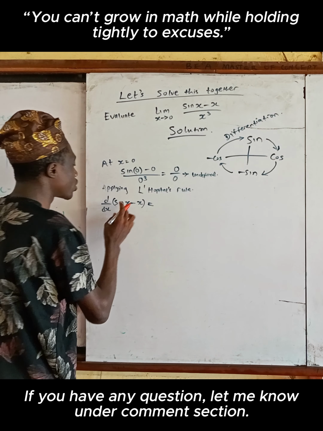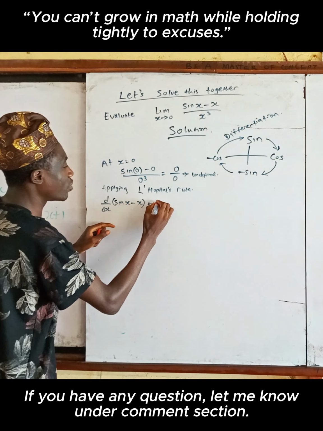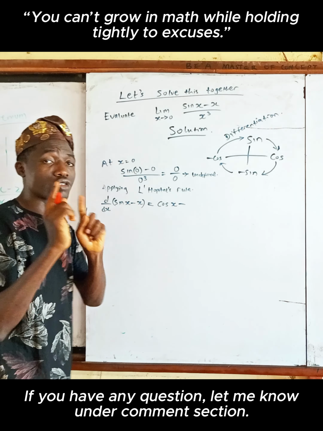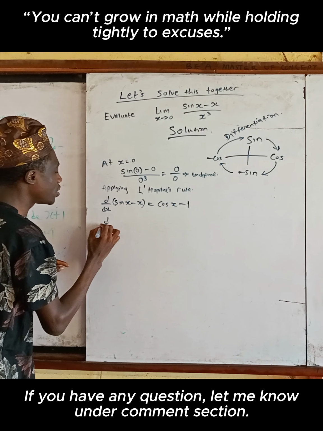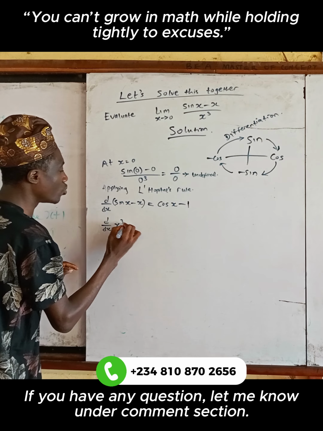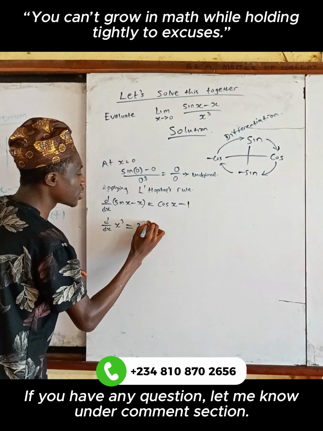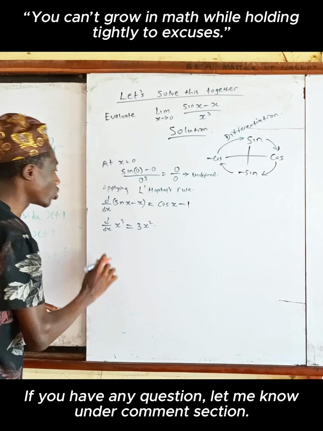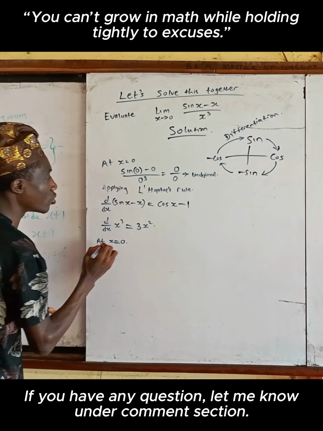This one is going to give us, differentiate sine, we are going to get cos. So we have cos x minus, if we differentiate ordinary x, we are going to have 1. Let's differentiate the denominator. So we have d dx of x cubed, which is going to give us 3x squared. This will be your new numerator, this will be your new denominator. At x equals 0, so we put it back.